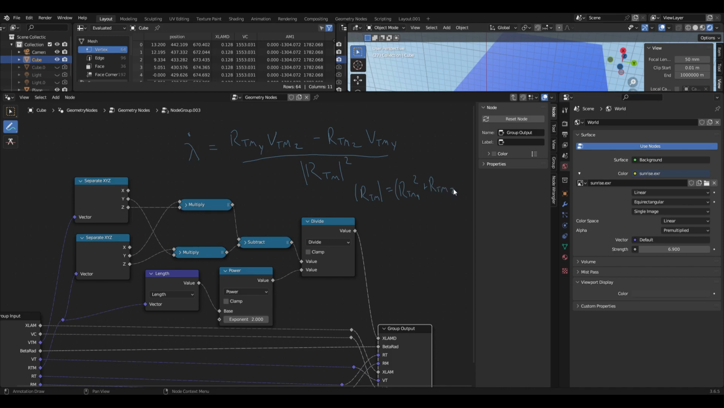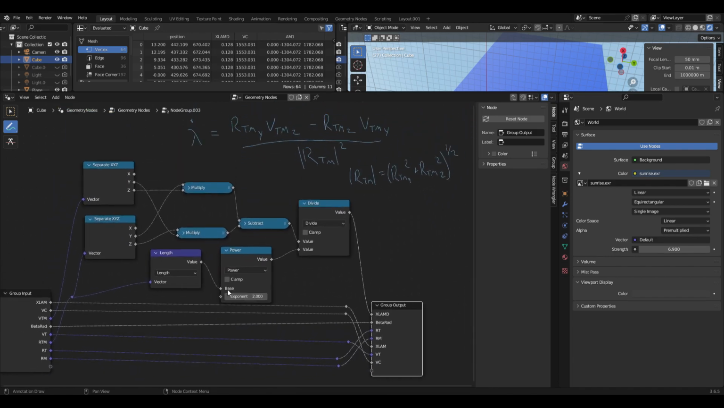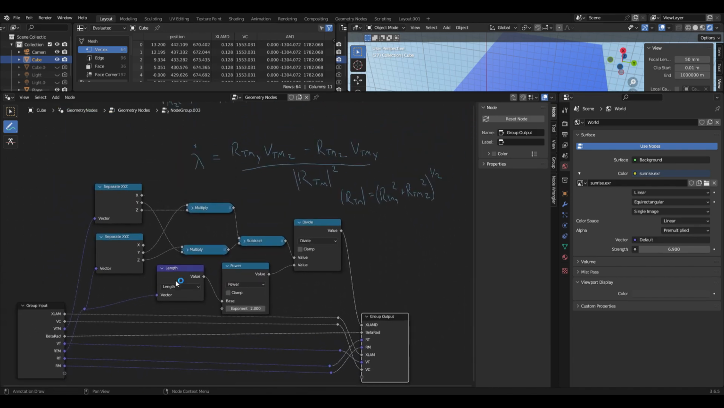Everything else is just being fed through to make the nodes a little more comprehensible, at least to me. So once we dive out of that, some of these inputs are used to calculate, let's see, which one are we going to go into next? Probably the VC calculators. That's the closing velocity.